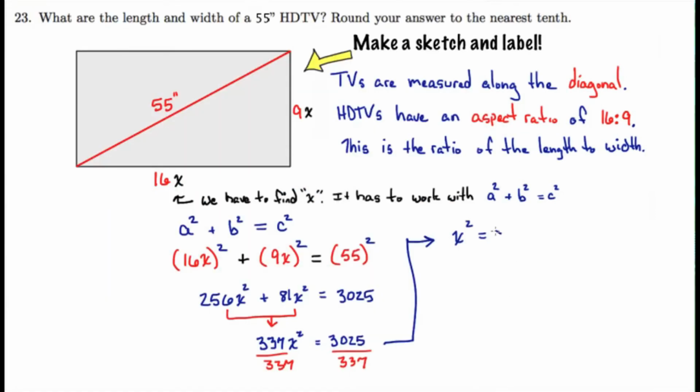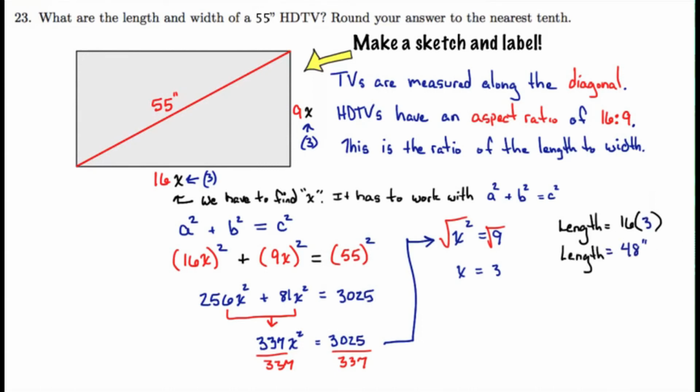And this is going to work out nicely because we have to take the square root of x squared. Since 9 is a perfect square, x equals 3. So now I need to substitute 3 in for this x. So my length will be 16 times 3, which is 48 inches, and my width will be 9 times 3, which is 27. So we can use this formula for any HD TV if we know the diagonal.